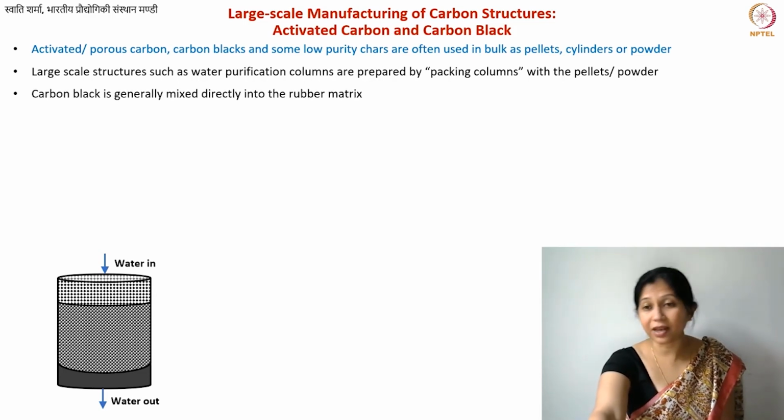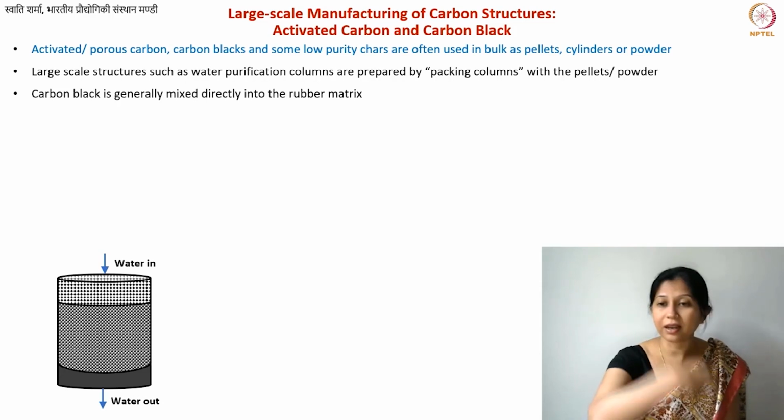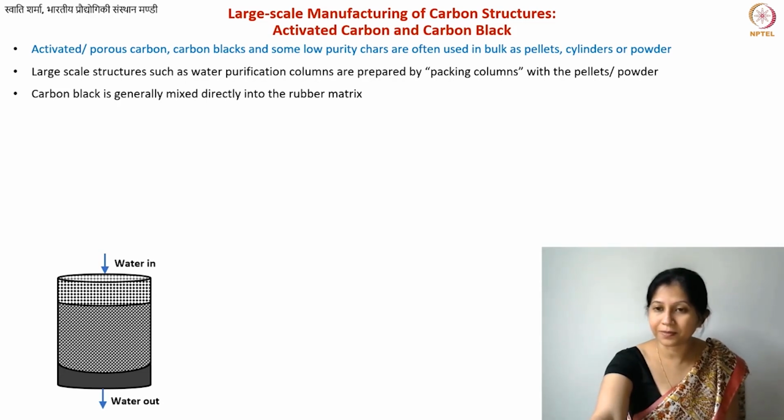Okay. Similarly, for carbon black, you will generally mix this into your rubber matrix in the form of a powder or pellets. So that is directly used again without any further processing.